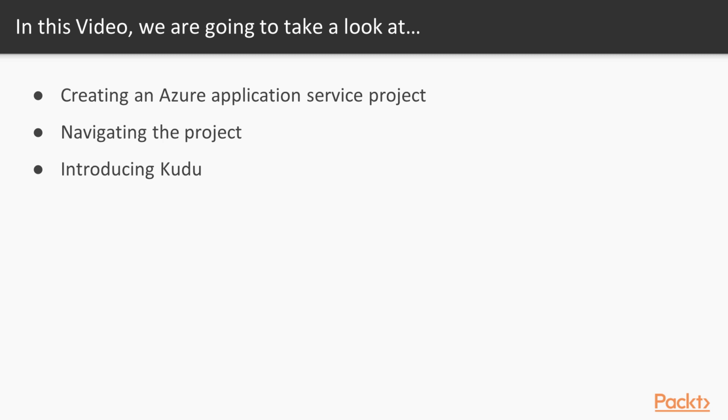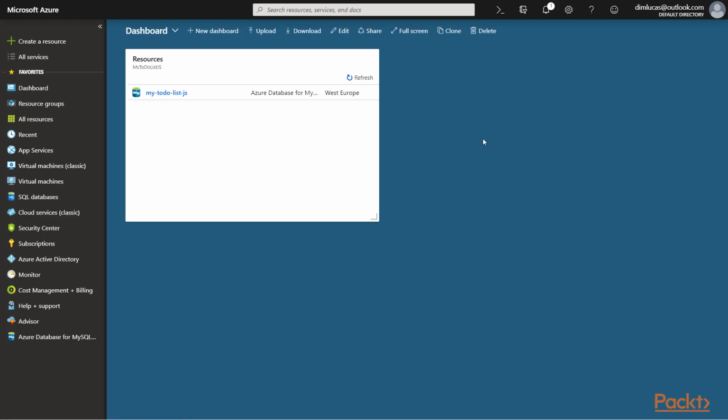In the first video of this section, called Getting Started with Azure App Service, we will create an Azure App Service project, navigate to our project's URL, and also check out Kudu, a useful way for us to inspect our project for errors and configuration details. Let's begin again in our Azure dashboard.